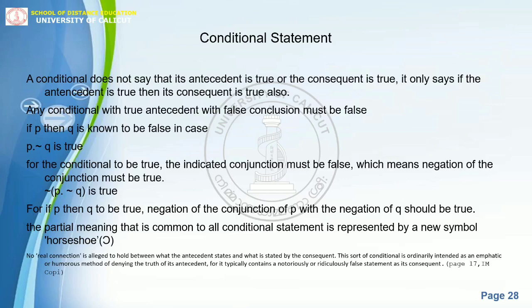The partial meaning that is common to all conditional statements is represented by a new symbol called horseshoe. What it means is that no real connection is alleged to hold between what the antecedent states and what is stated by the consequent. This sort of conditional is ordinarily intended as an emphatic or humorous method of denying the truth of its antecedent, for it typically contains a notoriously or ridiculously false statement as its consequent.